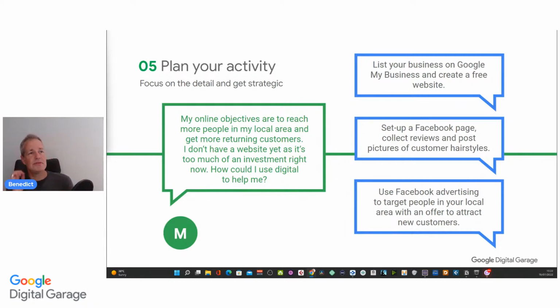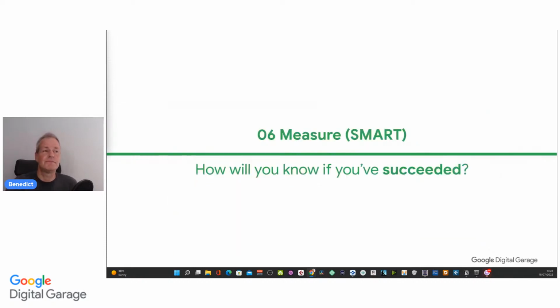List your business on Google Business Profile, it's called now, it used to be called Google My Business, and create a free website. You can set up a free website. If you've got a Gmail, you can set one up using that, and then you can put it across to your domain. Of course, you have to buy a domain though. Or set up a Facebook page, collect reviews and post pictures of customer hairstyles. Use Facebook advertising to target people in your local area with an offer to attract new customers.